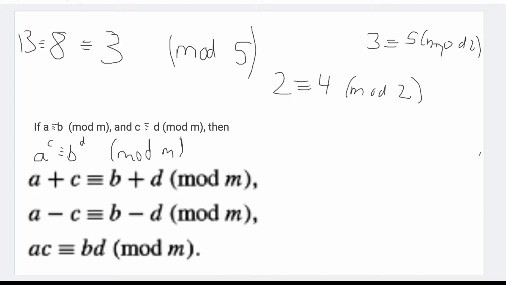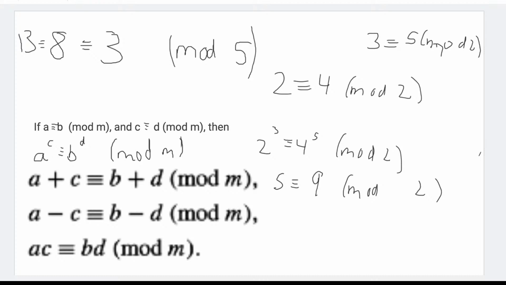So these properties state that 2 to the power of 3 will be congruent to 4 to the power of 5 in mod 2. Note that the mods have to be the same. The number we divide by in both cases has to be the same for these properties to be true. Now the next property states 2 plus 3, which is 5, is congruent to 9 in mod 2. All this means is that the remainder, when you divide both of these numbers by 2, is always the same. And indeed that is true. 5 divided by 2 leaves a remainder of 1. 9 divided by 2 leaves a remainder of 1.